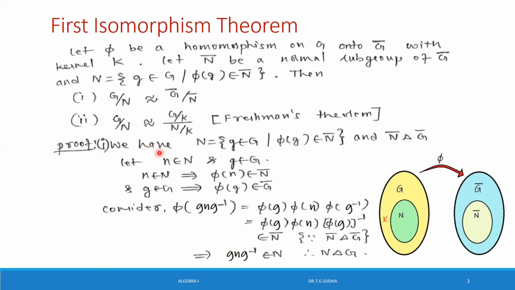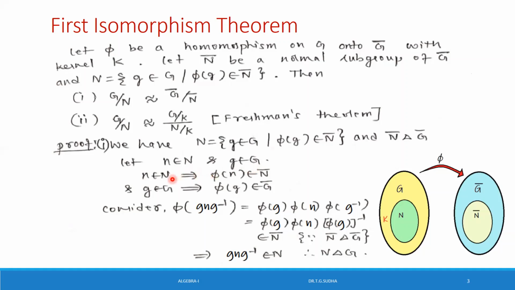So let us consider the given set N is equal to the set of all g belonging to G such that phi of g belongs to N bar. And it is also given that N bar is normal in G bar. Now let us prove that this set N is normal in G. So for that, let us consider n belongs to N and g belongs to G. Our intention is to show that g n g inverse belongs to N.